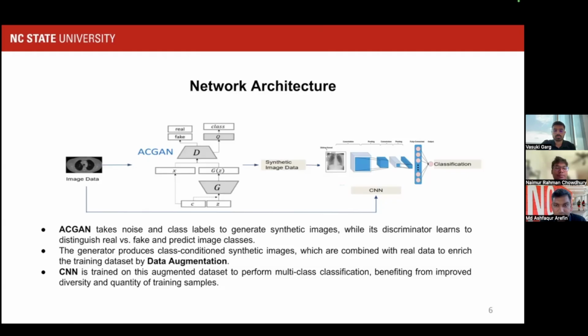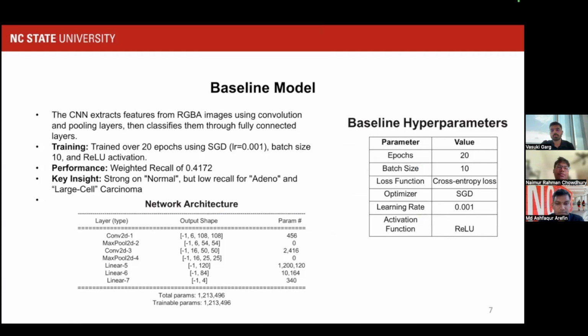First of all, we give the training images to the AC-GAN, then the AC-GAN generates the synthetic images, and then we enhance the training dataset to feed into the CNN model and finally do the classification. Here we can see the baseline of our CNN classification model. There are two convolutional layers followed by three linear fully connected layers. We also did some hyperparameter tuning and reported the best hyperparameters for number of epochs, batch size, the loss function, the optimizer that was used, and so on.